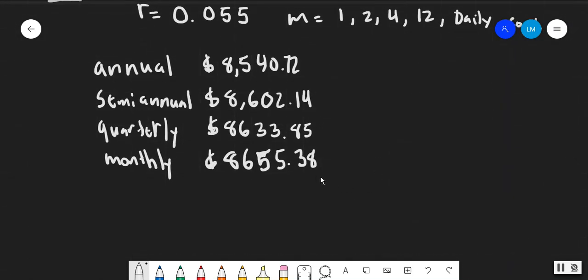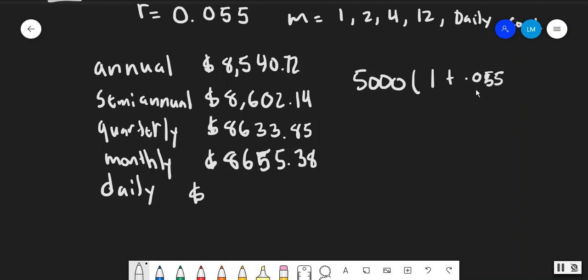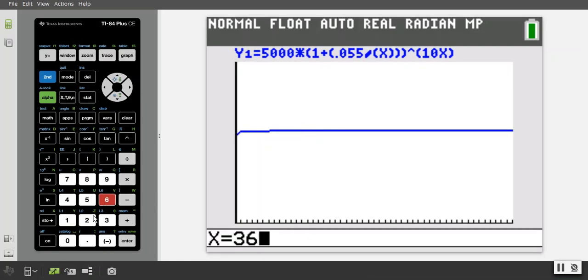But now let's look at the daily. Let's assume that our daily period is 365. For those wondering where these numbers are coming from, we're doing 1 plus 0.055 divided by 365, and raising that to 365 times 10 because it's done for 10 years. You can enter that into the calculator and it's going to give you the exact same thing.